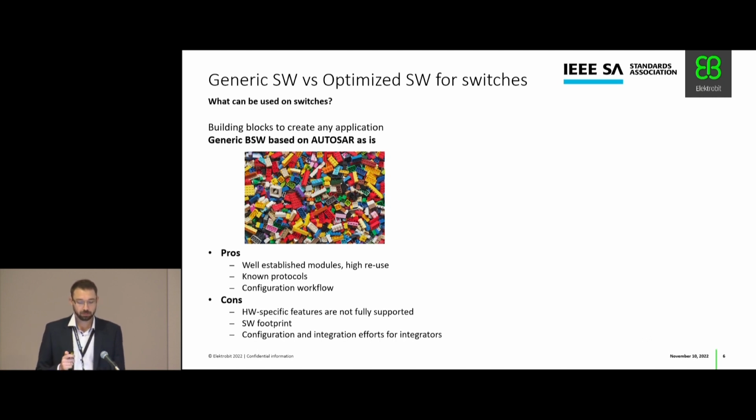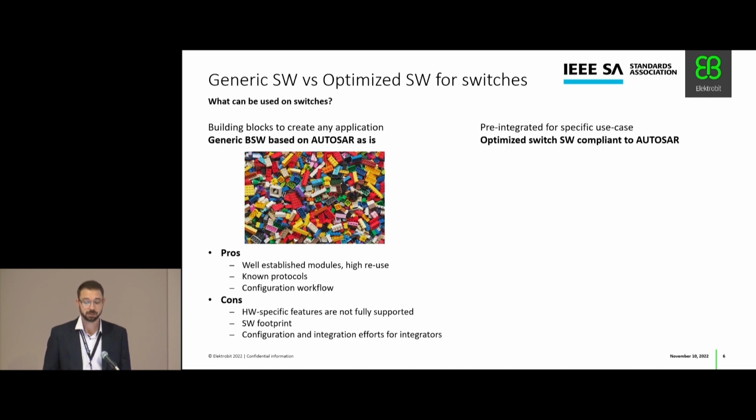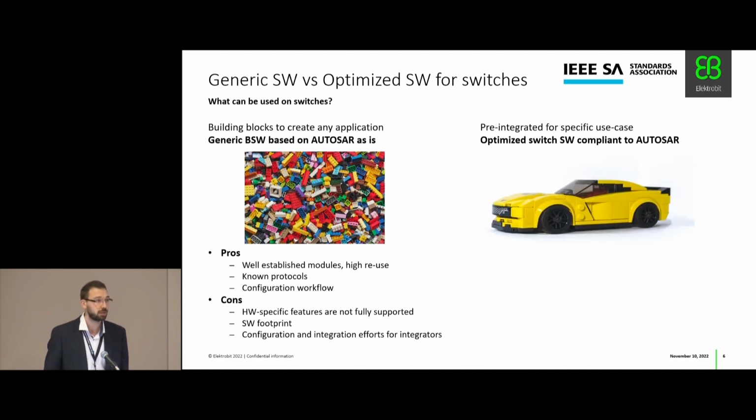Then, what else? What is another alternative? Another alternative might be to have an optimized switch software compliant to the AUTOSAR protocols or interfaces. One of the examples, let's say we want to quickly participate in a drag race, but we don't have a car. We don't start from buying some tires or the whole engine and assemble everything. We buy something, we change the tires, and here we go.